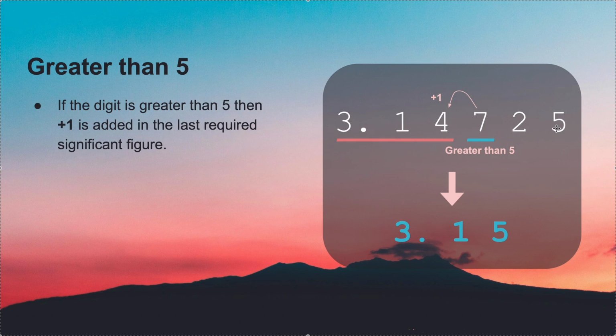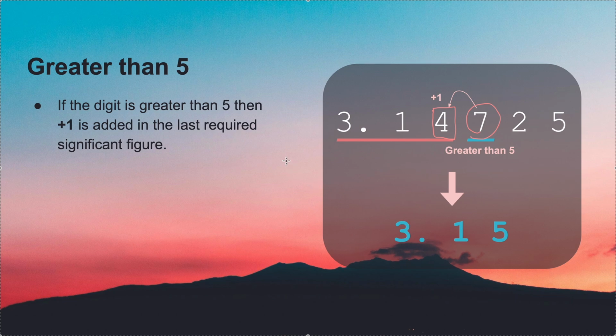Since the required significant figures are 3 here, we will have 3.14 as the required significant figures. But looking at the digit right after it, we have the digit 7, which is obviously greater than 5. Therefore, we will add plus 1 to the last required significant figure. So we add one to the digit 4, and we will have the final value as 3.15.